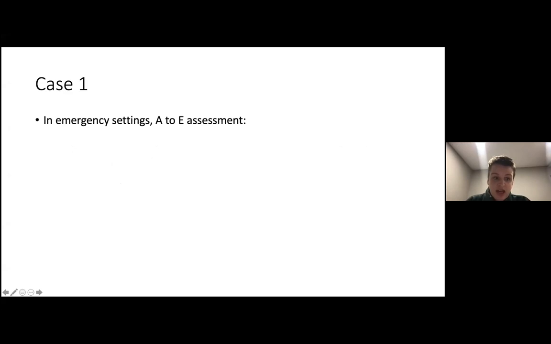So in emergency settings, it's always important to remember A2E because it makes sure that you're systematic and you don't miss anything important. So if you're not familiar with this, it just stands for airway, breathing, circulation, disability, and exposure. So I'll go through what we assess in each point. So in this patient, we assess the airway. It's patent, no stridor, snoring, anything like that. He's able to speak in full sentences, but it's a bit slurred.